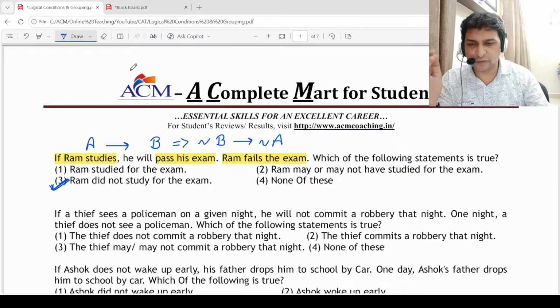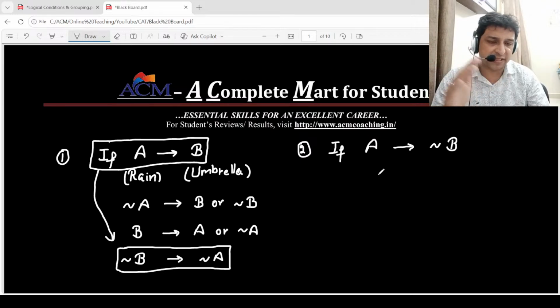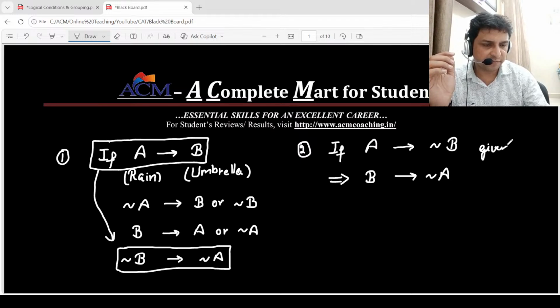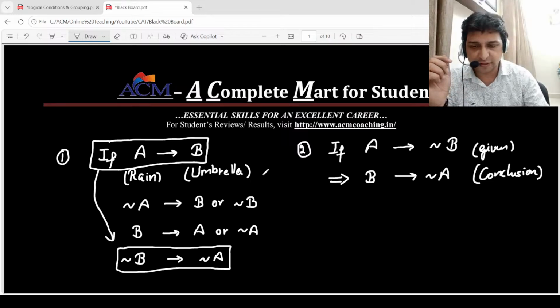Example number two, before we go on that, let's look at rule number two. If A happens, then B does not happen. This gives me a conclusion that if B occurs, then A will not occur. So this is rule number two which we have. If this is given to us, then this is the conclusion. We can take an example again to understand this and to apply it.